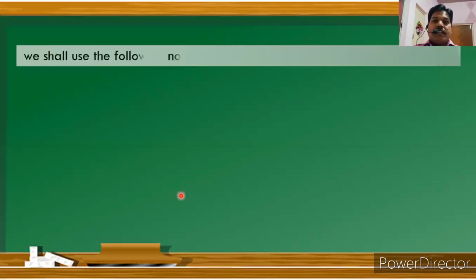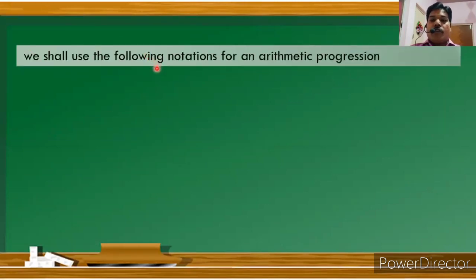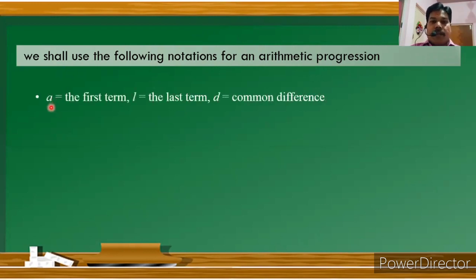Next, see this. We shall use the following notations for an arithmetic progression. First, we have to understand these notations. A is the first term and L is the last term. The last term is nothing but the nth term of the sequence. D is the common difference, and n is the number of terms.